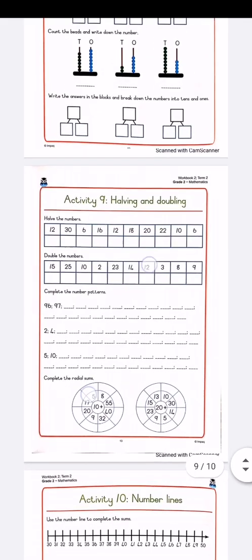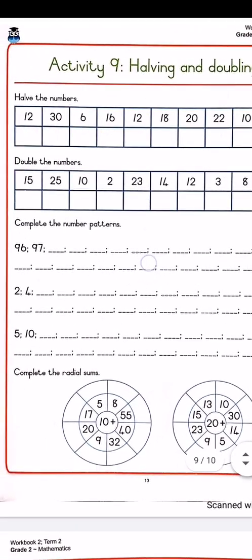Then you're going to complete the number patterns. So you're going to see in what they are counting and you complete the pattern. And then you're going to complete the radial sums. Radial sums are sums in a circle. So the number in the middle is 10 plus. So you must say 10 plus 8 equals 18. 10 plus 55 is 65. 10 plus 40 is 50.